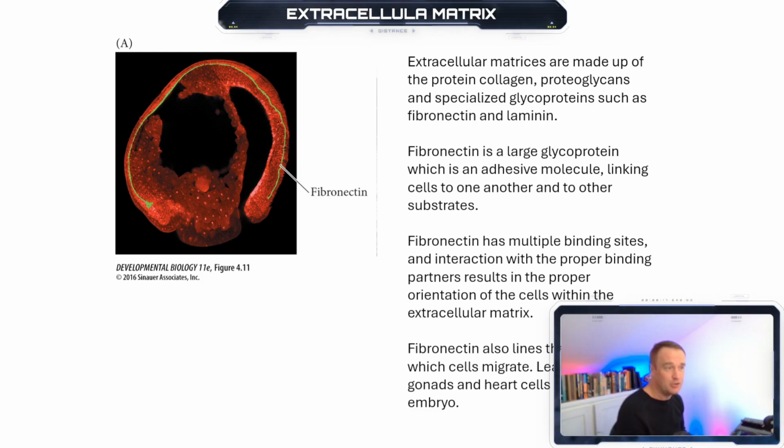Fibronectin is a large glycoprotein, which is an adhesive molecule linking cells to one another and to other substrates, such as cartilage attaching to bone. Fibronectin has multiple binding sites, and interactions with the proper binding partners result in the proper orientation of the cells within this ECM. As we said before, fibronectin also lines the roads over which cells migrate. When we get to neurulation, we'll talk about how glial cells climb along as well. So they're very important, right?